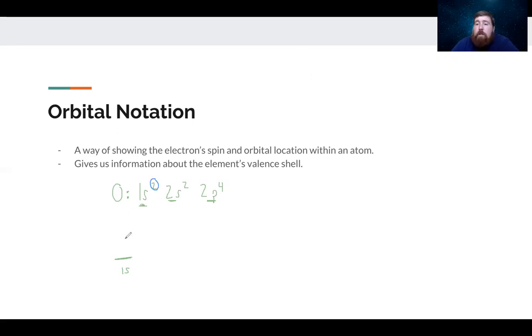Now remember, in order for 2 electrons to be in the same orbital, and there's only 1 orbital here, they have to have opposite spin. So we're going to say that one of the electrons is spin up and the other electron is spin down.